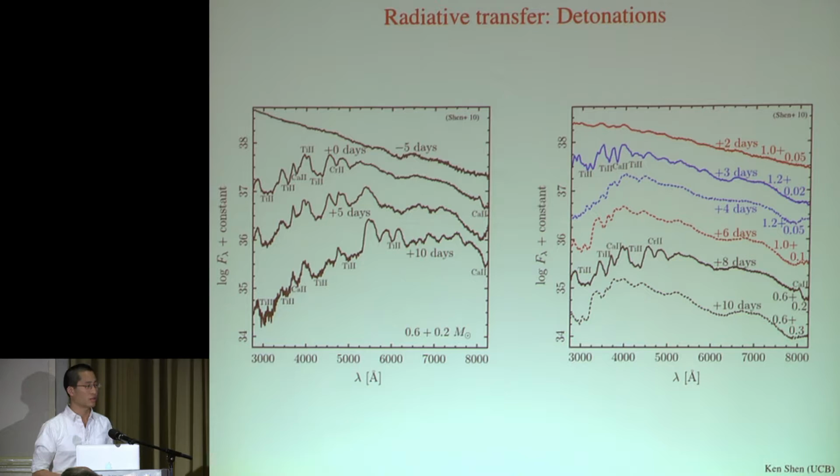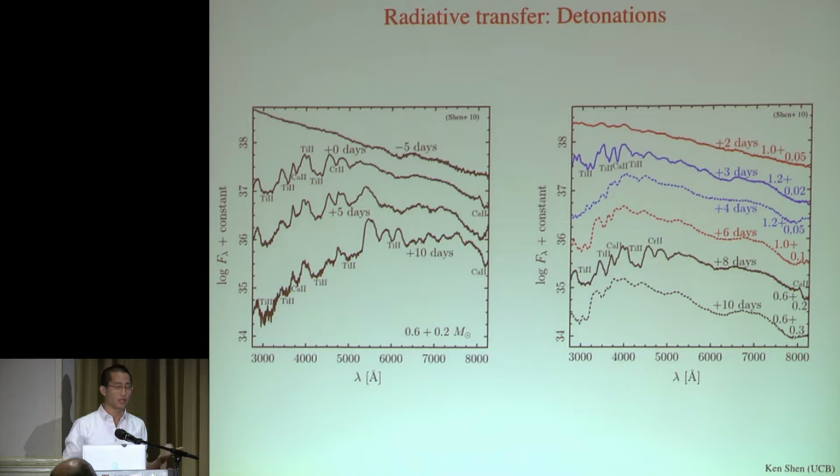But in terms of isotopes, what you're seeing is titanium, calcium, chromium generally. No silicon and sulfur usually because it's not produced. And in these models, no helium because it was not excited in these models, and I'll get to that in a second.